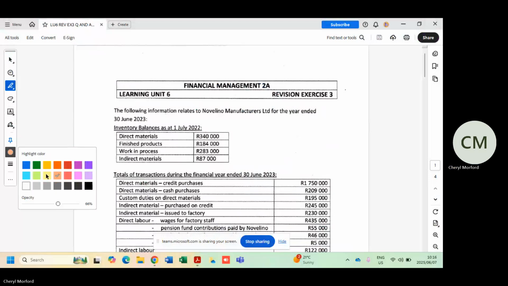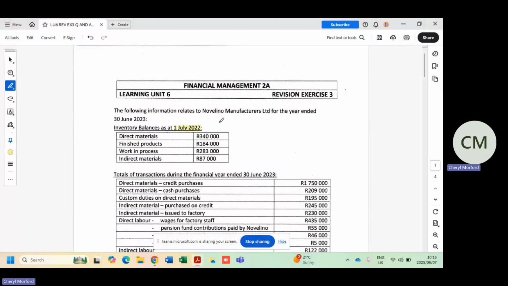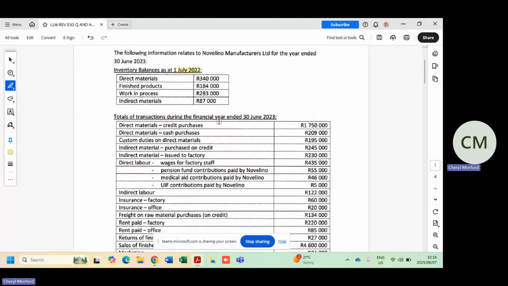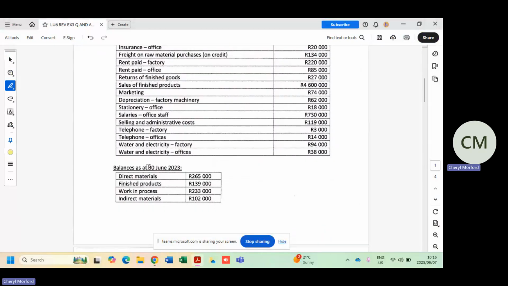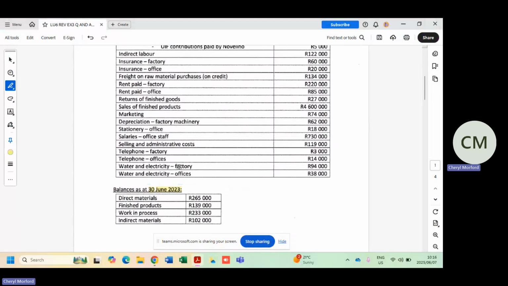Firstly, we have some balances for that period, July 2022. Then we have some transactions which take place during the next year. So this will get us to the end of the year 2023. We wrap up at the bottom with the balances again at the end of 2023.